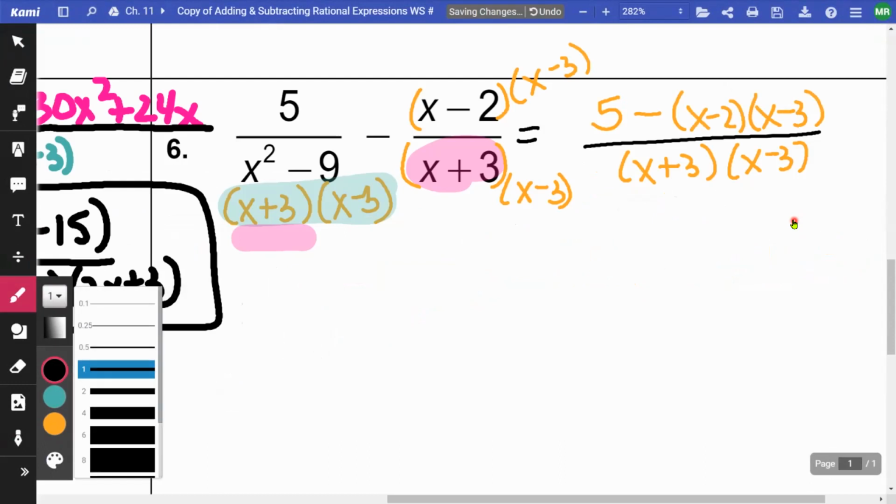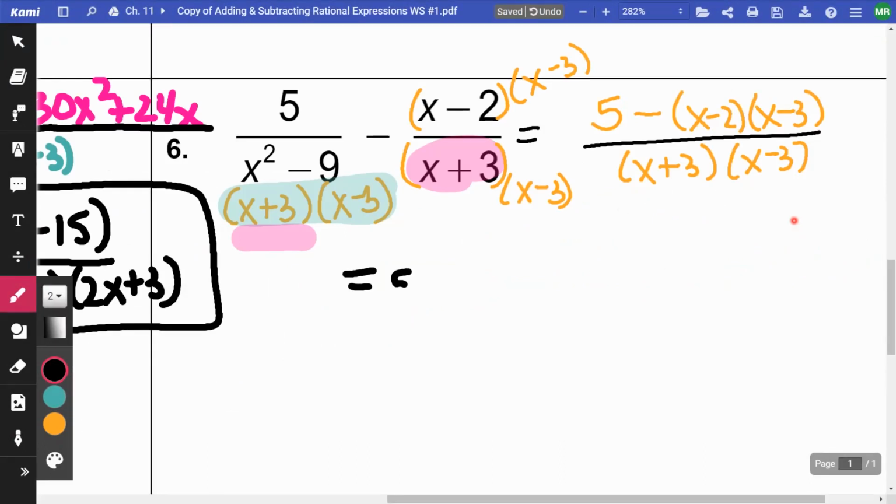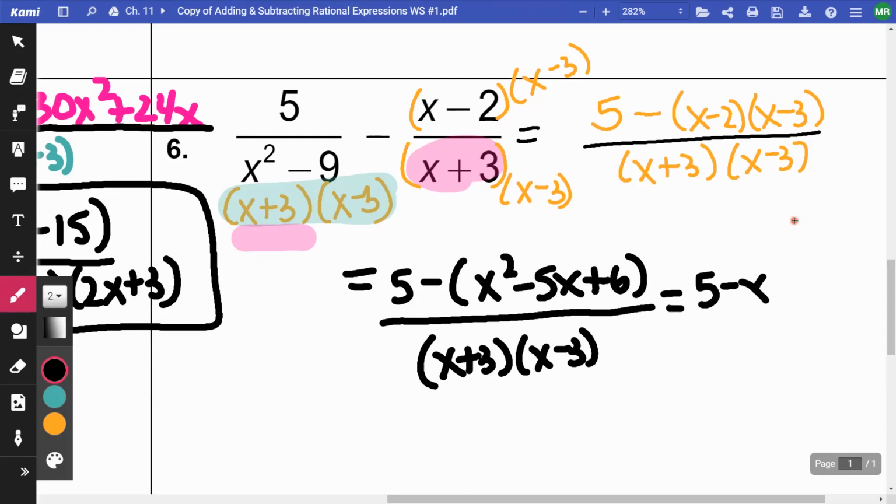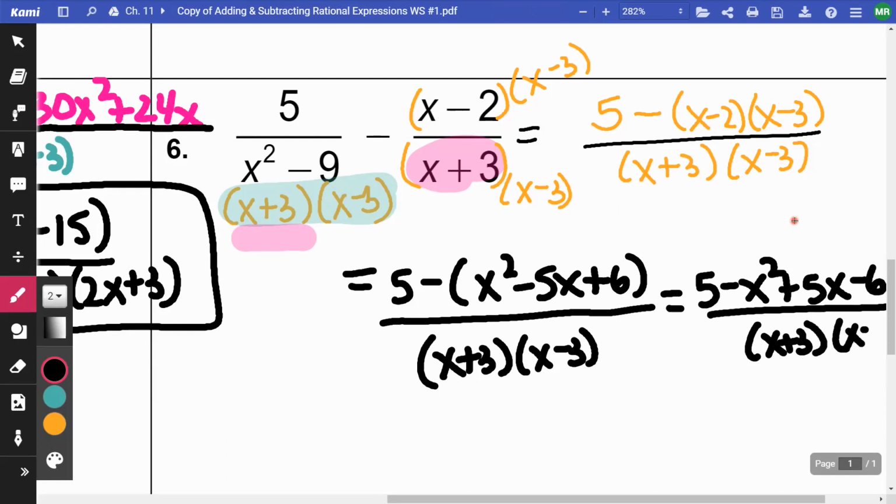So on top, when I clean that up, I'm going to have a 5 minus, and I'm going to work out x minus 2, x minus 3. And when I do, I get x squared minus 5x plus 6 over x plus 3, x minus 3. I am going to have a 5 minus x squared plus 5x minus 6 over x plus 3, x minus 3.